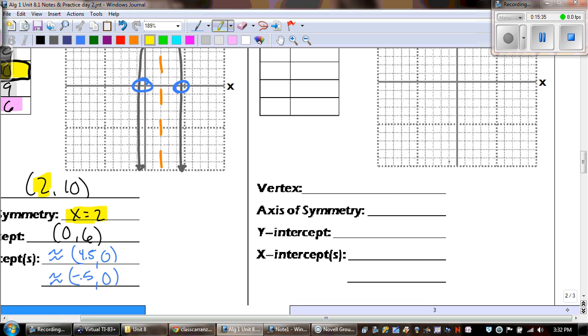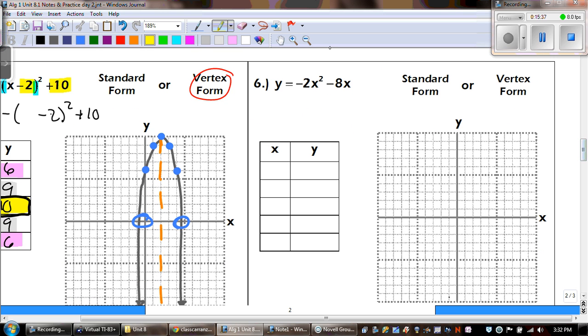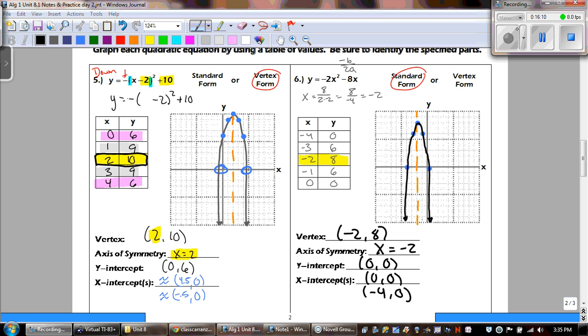Alrighty, number 6. Number 6, you are all on your own because this is just like the homework from last night. Okay. I'll tell you right now, is it in standard or vertex? It's in standard form, so we're going to need to use the formula, the opposite of b over 2a, to find that out. Okay? So you guys are all on your own. Pause the video, and good luck. Okay, and there are all the answers.